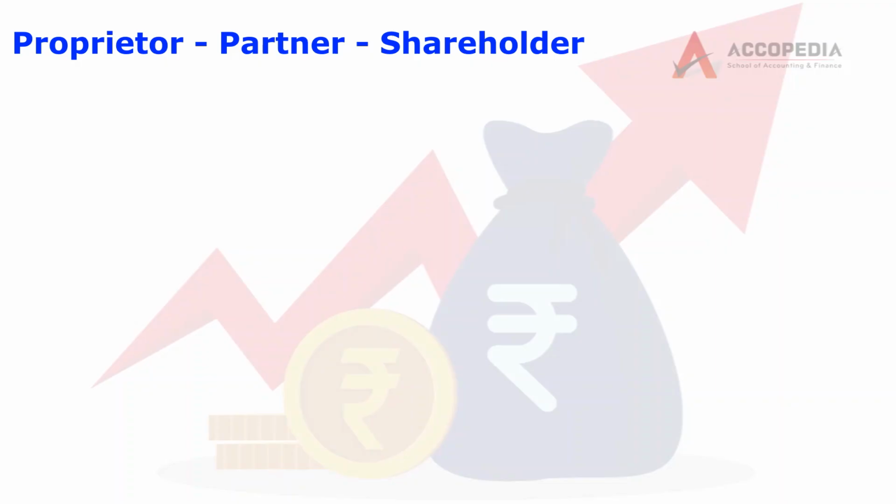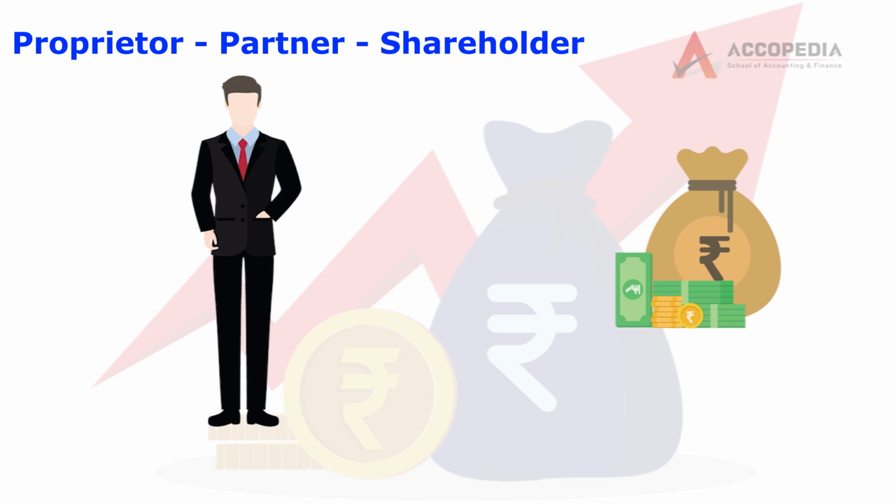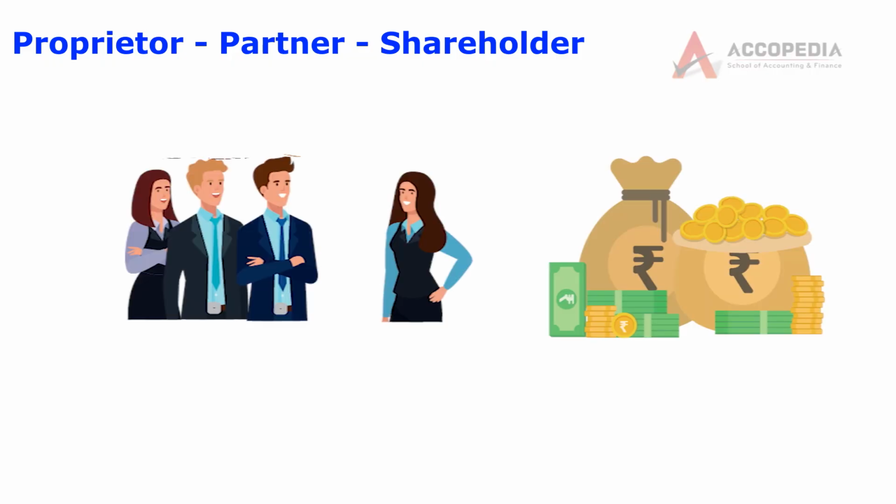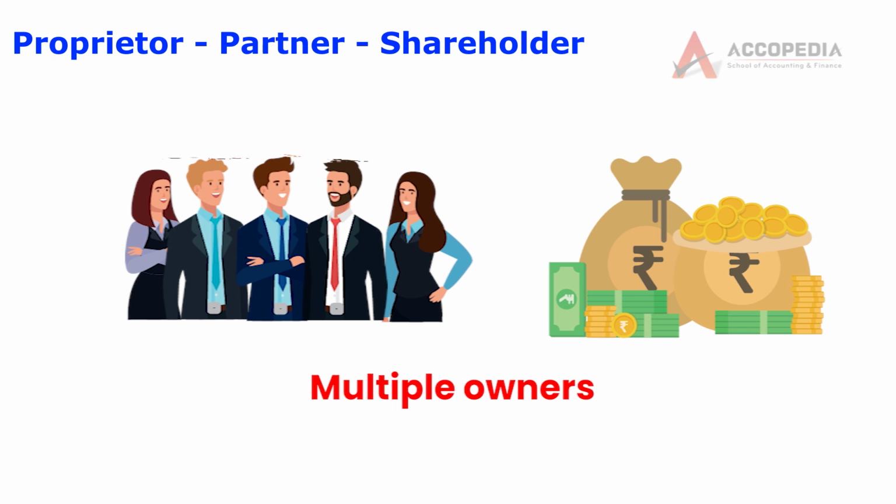So when money is received from the owner, we say the proprietor has invested in the business. Now the owner may be one person, or if the business is fairly large, there may be multiple owners. If the owner is one person, he is known as a proprietor or a sole proprietor. If the business is large and multiple owners have invested in the company and they are running the business, then they are known as multiple owners. Now the multiple owners may be partners or shareholders.